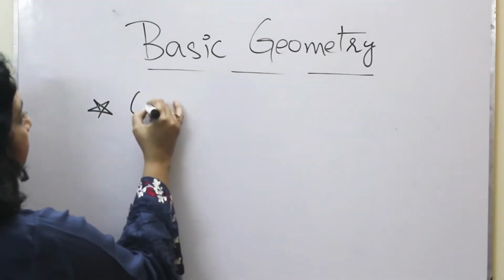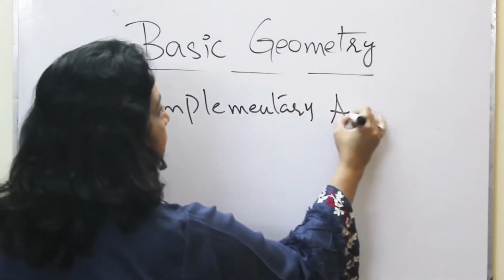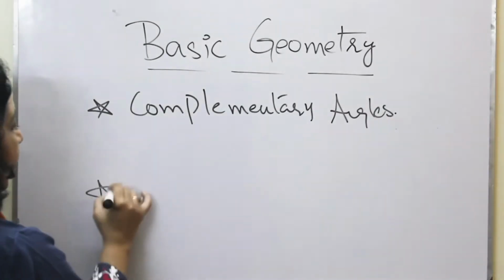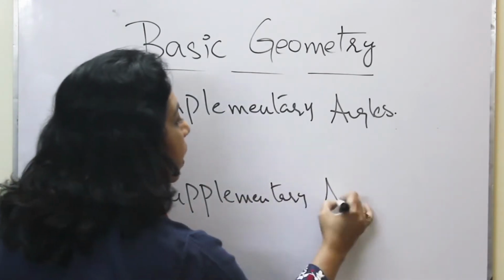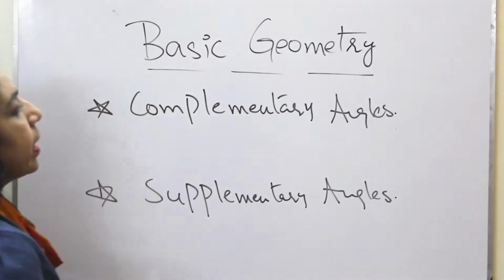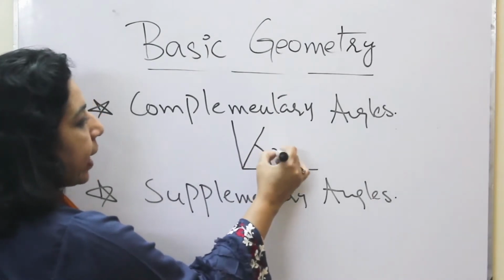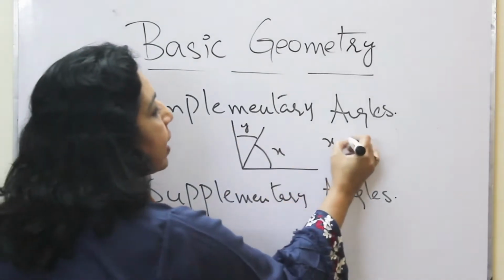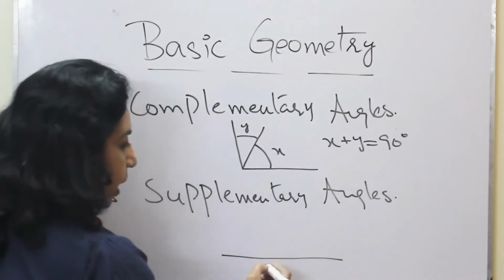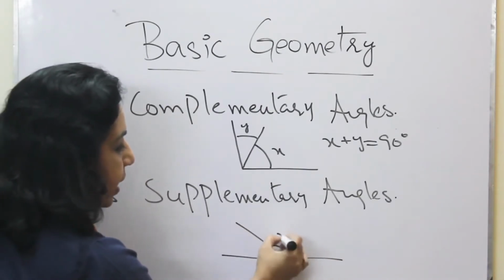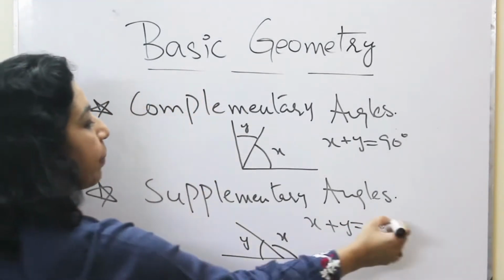We have 2 other types of angles also. One is complementary angles and the other is supplementary angles. When the sum of 2 angles equals 90 degrees, if this is x and this is y, if the sum of x and y is 90 degrees, these angles are called complementary angles. And if the sum of 2 angles equals 180 degrees, like this, if this is x and this is y, then we say x plus y equals 180 degrees. These are called supplementary angles.